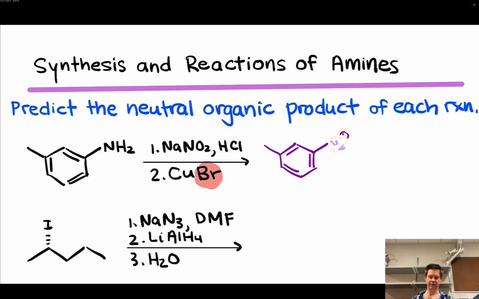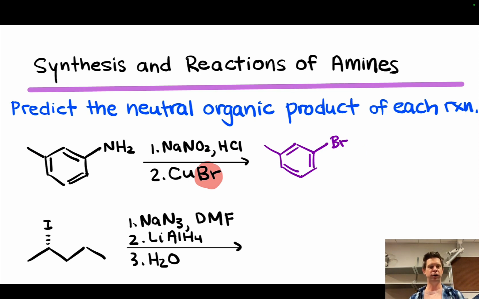And this is a great way to think about it, because this is going to lead us to the final product, which is the corresponding aryl bromide. So the net result here is substitution of the NH2 group for a bromine, and this general idea of substituting an NH2 group for a nucleophile typically involves an aryl diazonium intermediate and the use of HONO.